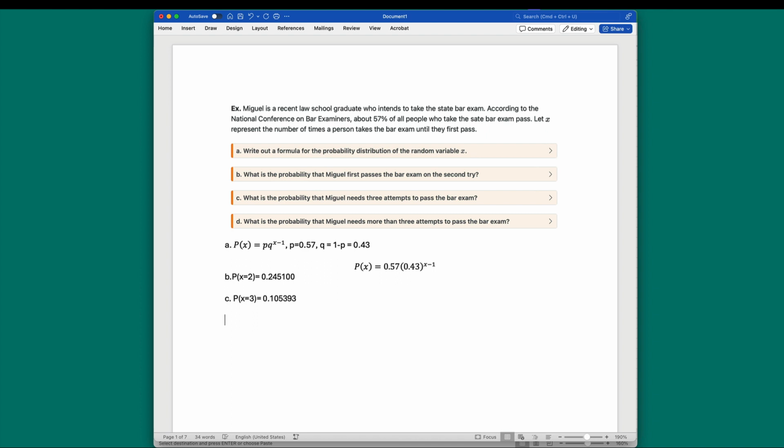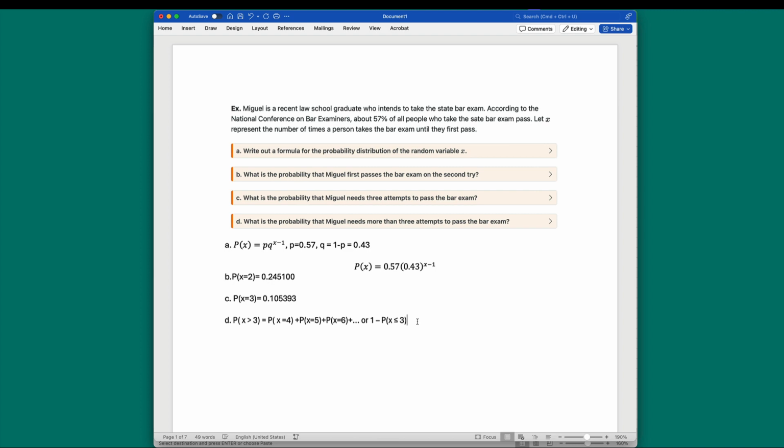D, what is the probability that Miguel needs more than 3 attempts to pass the bar exam? More than 3 translates to X greater than 3, which is equal to the probability that X is 4, plus the probability that X is 5, plus the probability that X is 6, plus and so on. If you're doing this by hand, you would rather use the complement: the probability of X greater than 3 is 1 minus the probability that X is less than or equal to 3. That's the complement rule, and this way you don't have to add things forever.